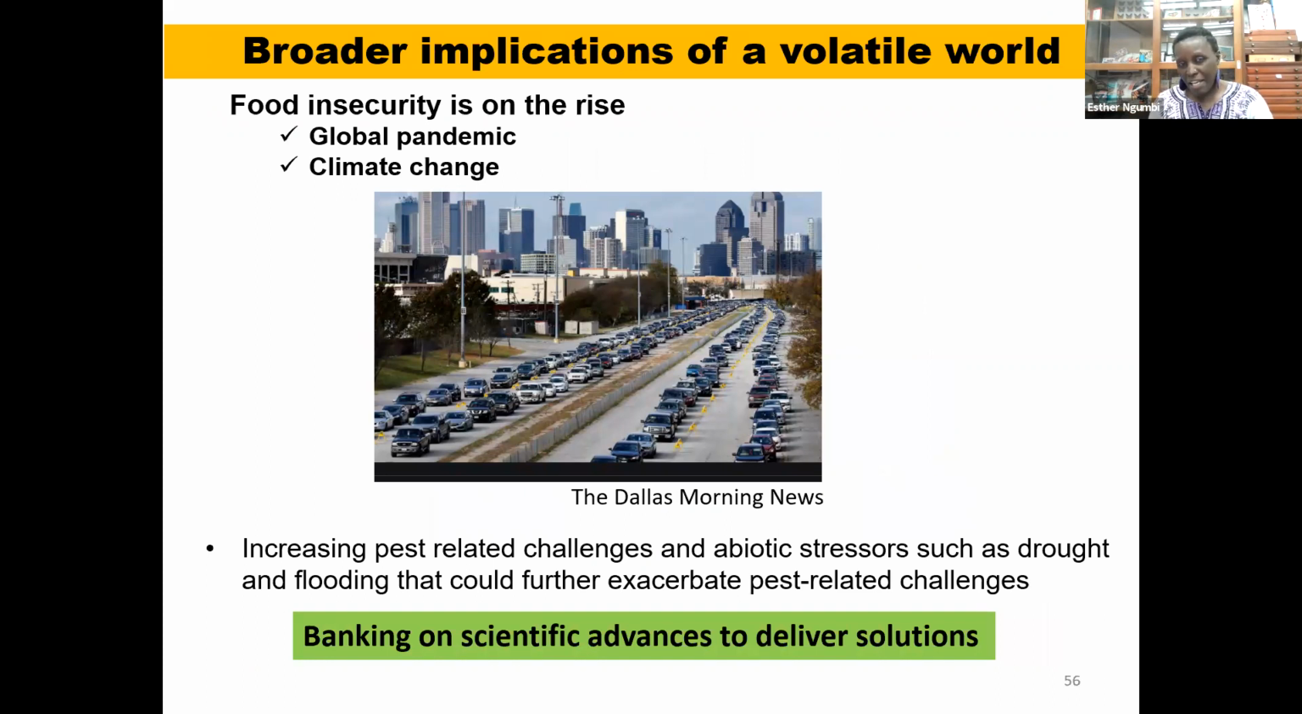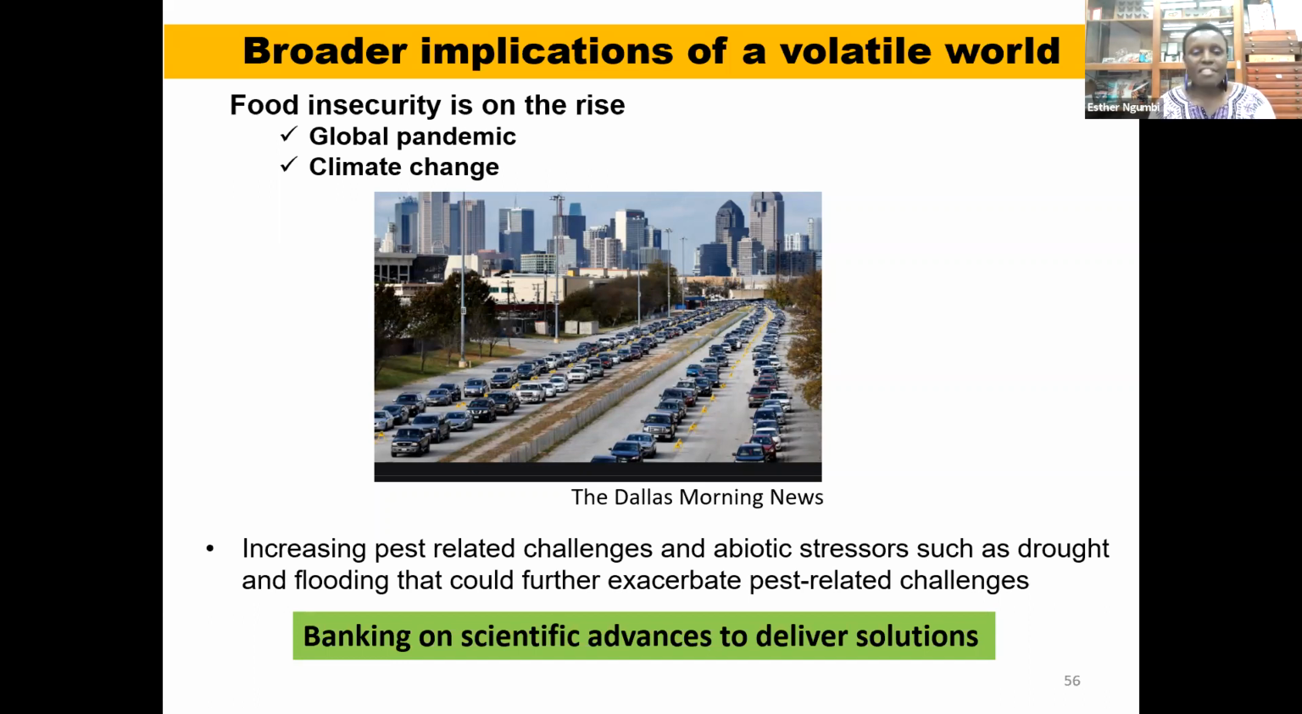So why am I interested in understanding plant chemistry? For me, it's because food insecurity is on the rise. Before, we would think about food insecurity as something that affects other continents but not the United States, but lately it's very clear that, and of course we can tie it onto COVID-19, pest-related challenges are increasingly on the rise, as well as abiotic stresses such as drought and flooding that could further exacerbate climate-induced pest-related challenges that tie into food insecurity.